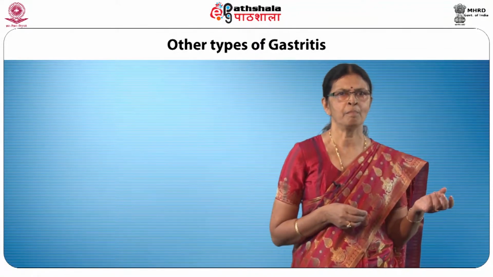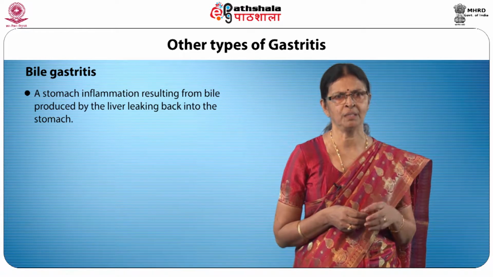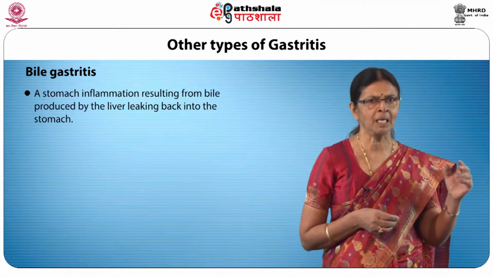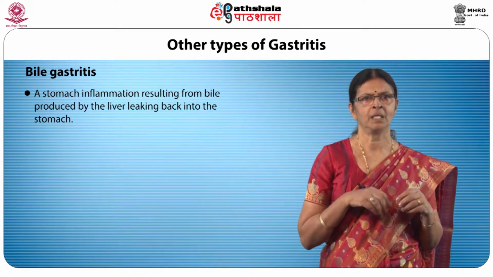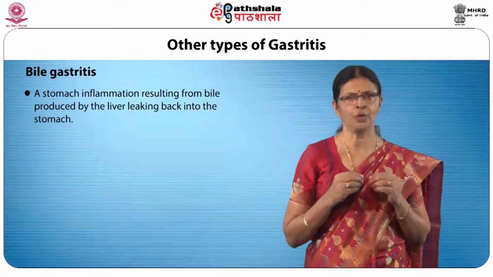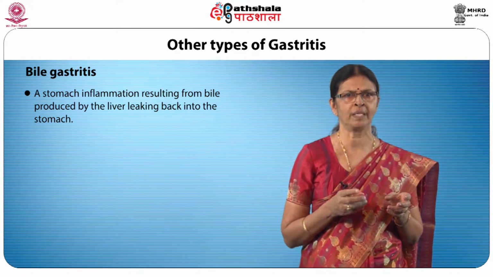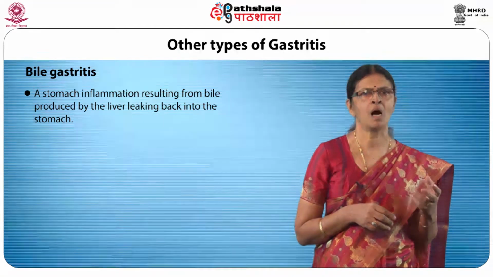The next one, bile gastritis. This is a stomach inflammation resulting from bile produced by the liver leaking back into the stomach. If not treated properly, the acidic fluids will keep eroding the stomach lining over time and can even reach the esophagus and cause heartburn.